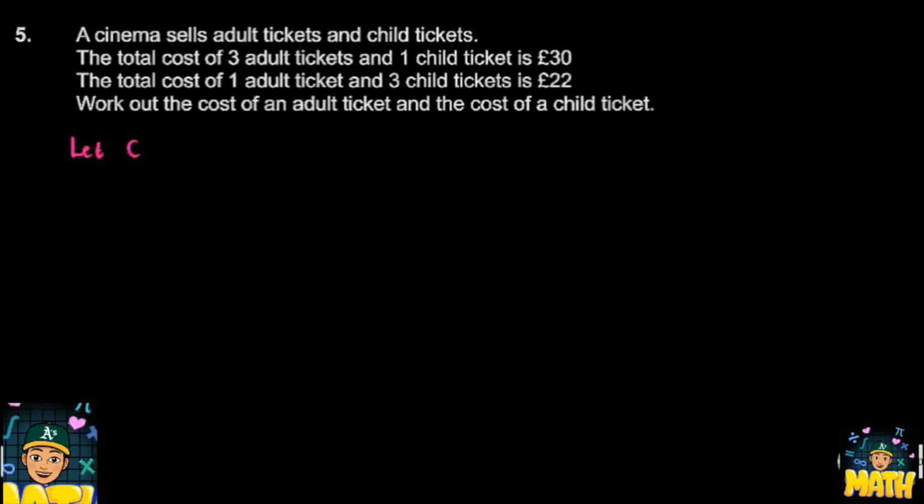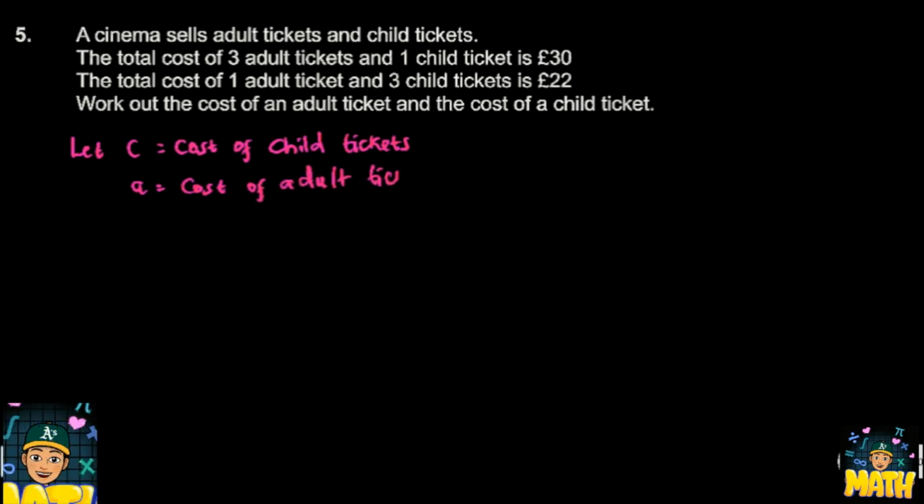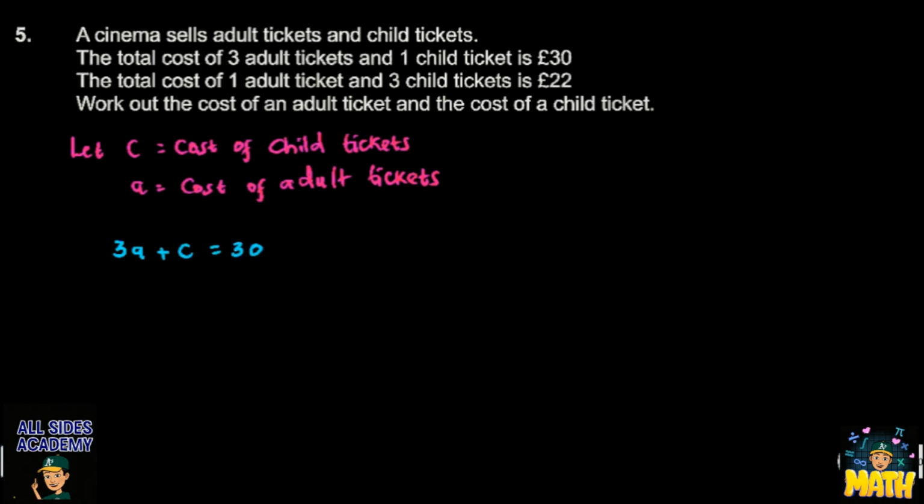So let C represent the cost of the child ticket, and A to represent the cost of the adult ticket. So I'll rewrite the equation for the total cost. So 3A plus C equals 30, and A plus 3C equals 22.